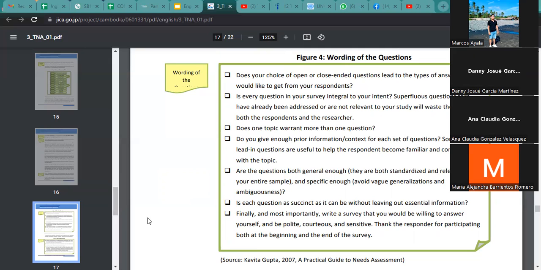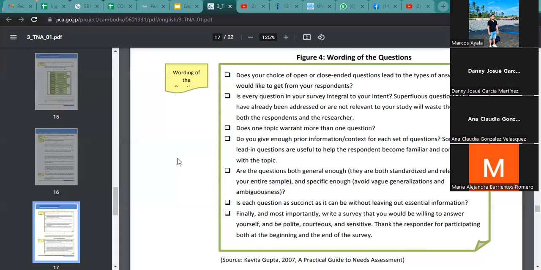Ana Claudia, could you please help me with this? With the figure four, wording of the question? Yeah, please. All of it, please. All of them? Yes, please. Okay. Wording of the questions.